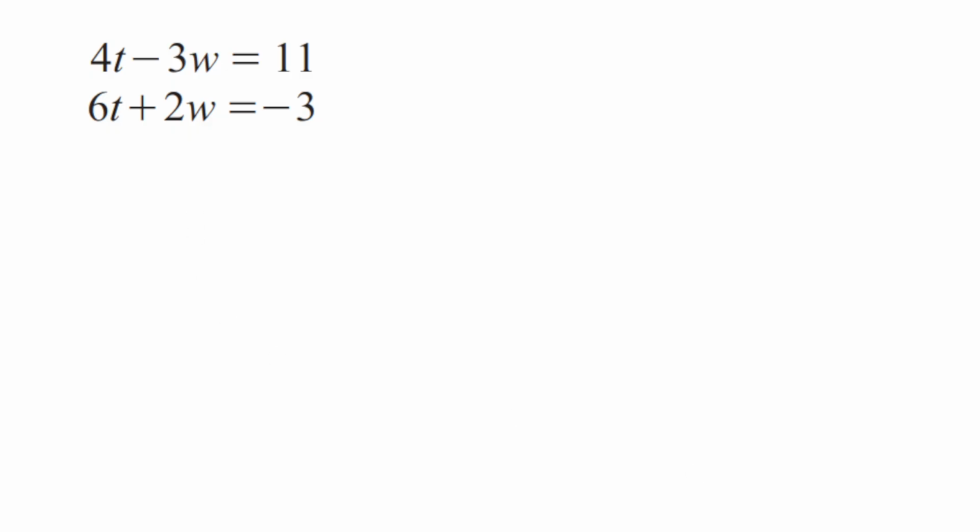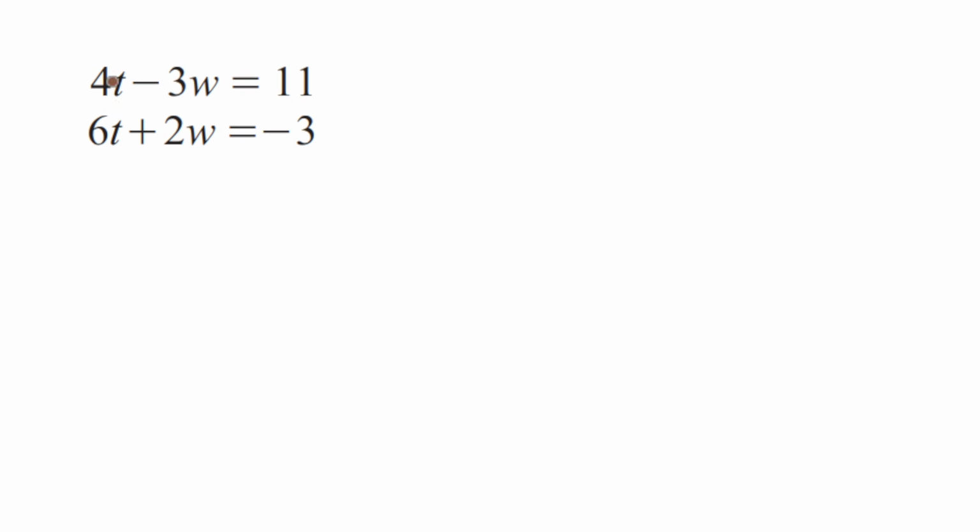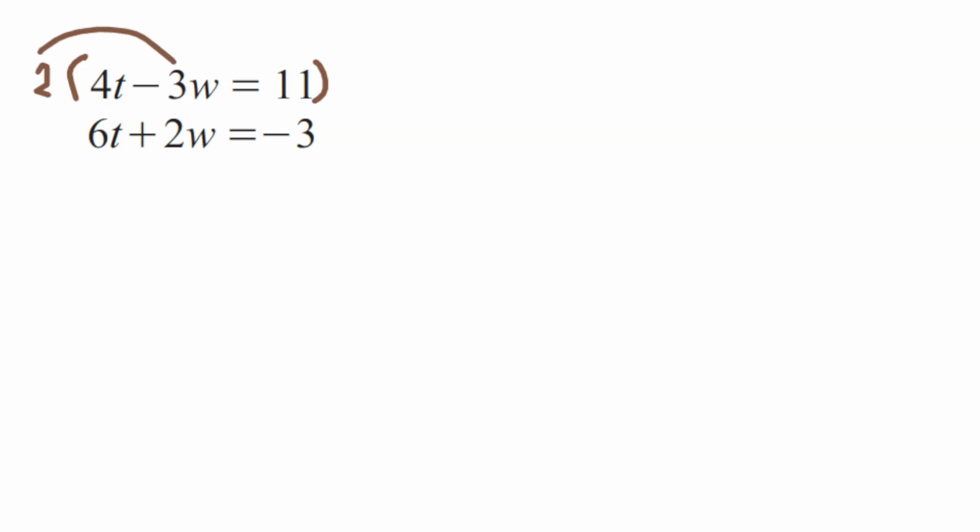So what I will do, you can pause first of all and try it yourself. It's better for the practice. What I will do is I will multiply the first one by 2. Why? Because when I multiply 2 times 3, I will get 6w. And then I multiply the second one by 3, because when I multiply 3 times 2, it will give me also 6w's. Then I will have the same w's.